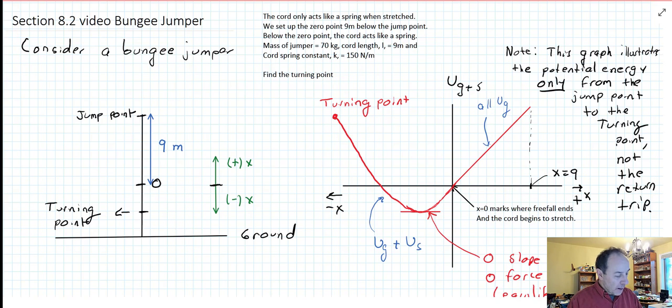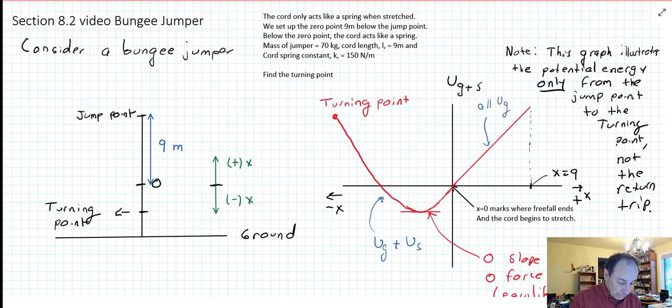In this problem that I have set up here, it's a bungee jumper problem. So you have a jump point. Look at the diagram on the left first, please. There's a jump point that we set up, and then 9 meters below that we're setting up the 0 point. That's because the bungee cord is 9 meters long. So at 9 meters from the jump point is when the cord actually starts to act like a spring. Before that point, it's just free fall.